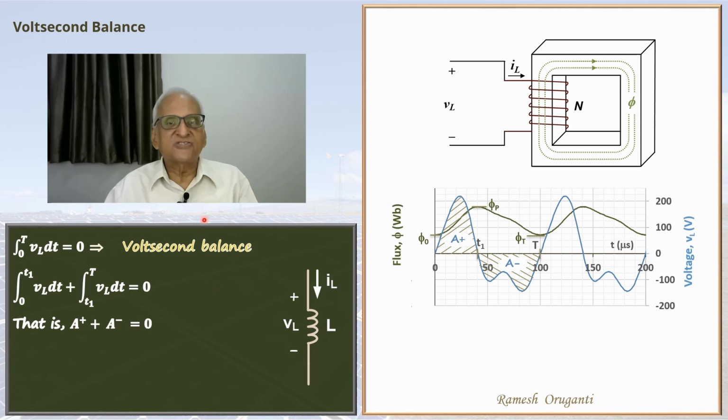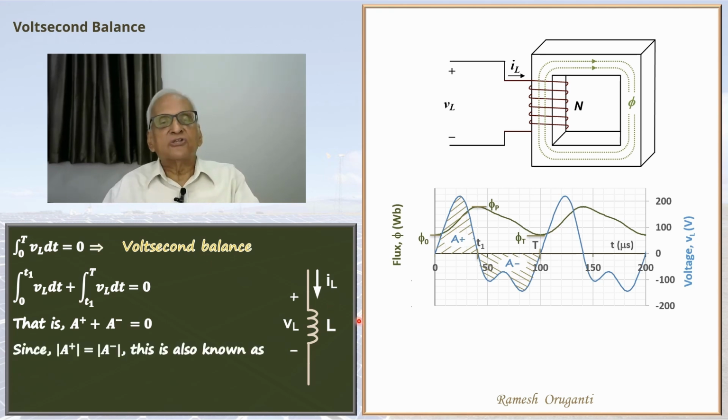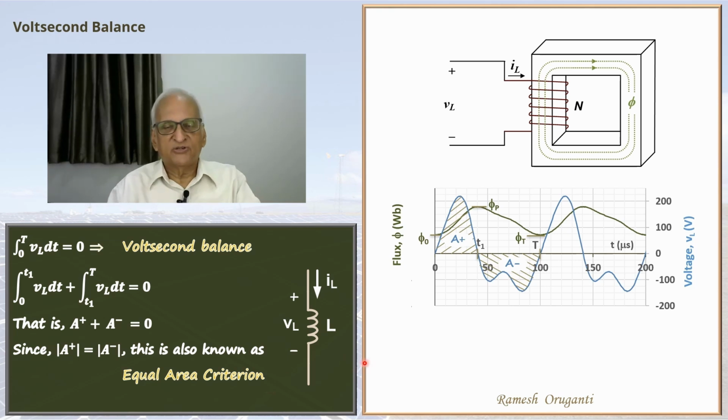That's why the word balance is used here. The positive area magnitude should be equal to the negative area magnitude. Because this is so, this idea is also known as equal area criterion. Next we will see the same Voltseconds criterion from current point of view.